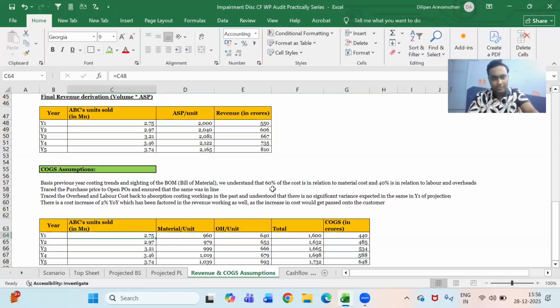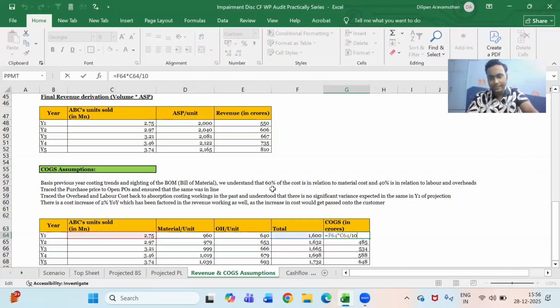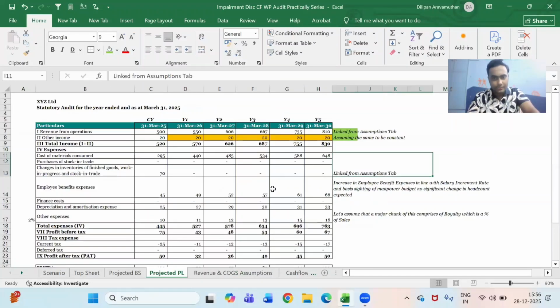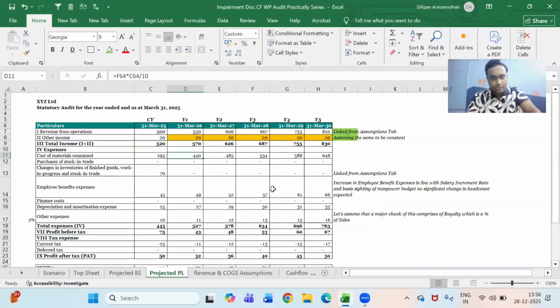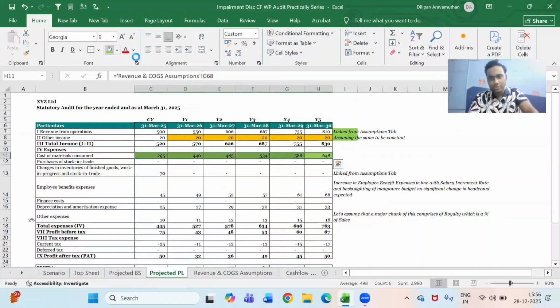And we understand that, okay, 2.75 million units are sold. So 2.75 million units into rupees 1,600 per unit would give me the numbers of cost of goods sold in million. But I need it in crores, which is why I divide by 10, similar to how we did above. So we get 440 crores, 485 crores, 534 crores, 580 crores, and 648 crores. Let's look at what we have taken in our P&L. We have taken 440 crores, perfect. 485, 534, 588, 648, perfect, sir. Everything is linked. Yes, that is the power of linking, guys. You don't miss out on items. You can do a control check very easily.